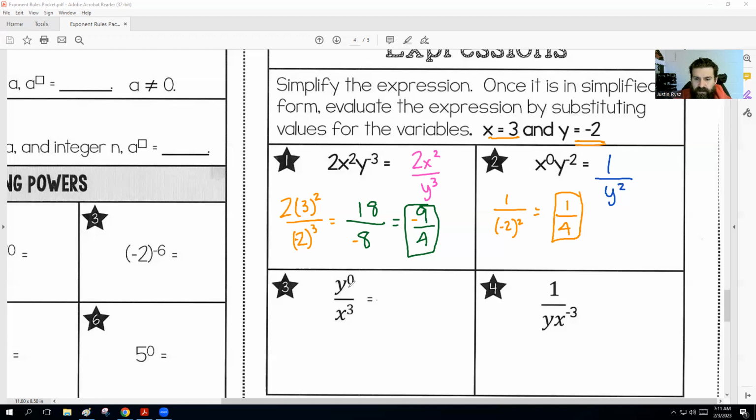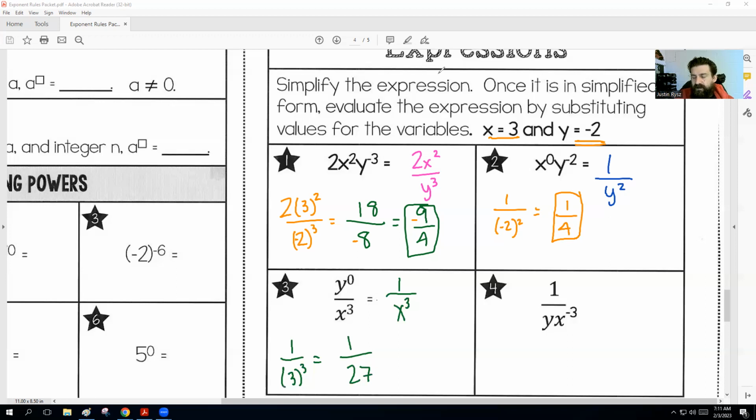All right, next one we've got y to the 0 over x cubed. Y to the 0 is 1. X cubed is on the bottom, and it's going to stay on the bottom. It's positive, and you only change it if it was negative. So we're going to plug in our 3. What's 1 over 3 cubed? 3 times 3 times 3 is 27.